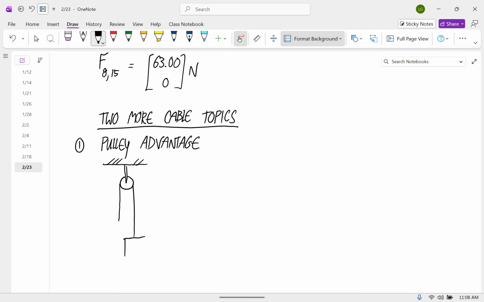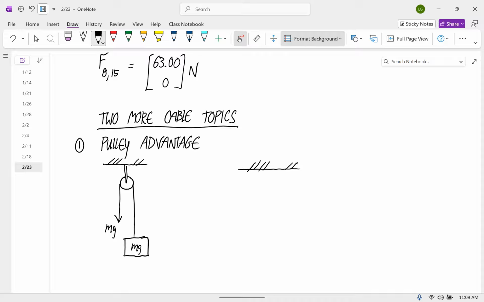Okay. So if you have whatever weight here, the force that's required to hold this weight still is mg. That pulley isn't doing anything to reduce that force. All it's doing is changing the direction of the force that you have to apply. Okay? But there is a way to rig combinations of pulleys.